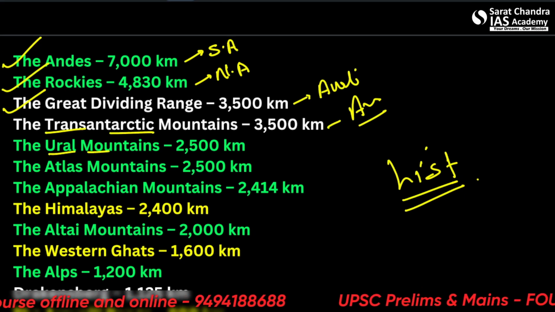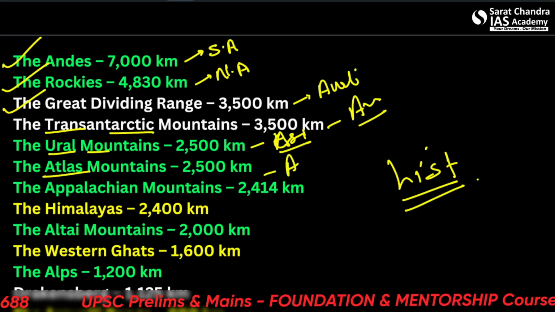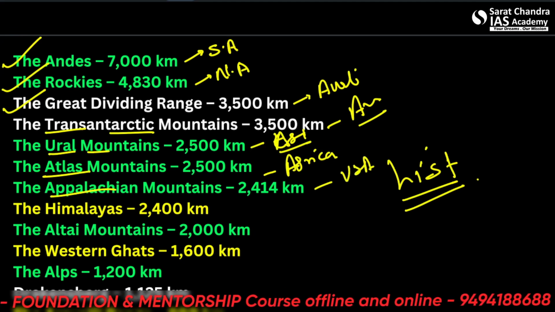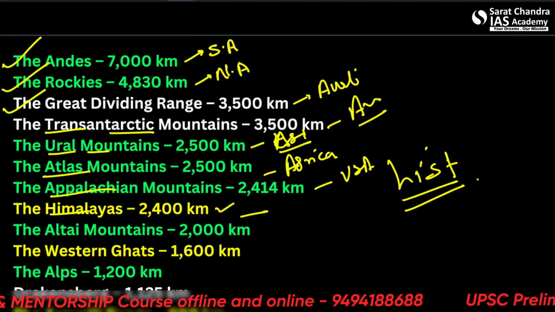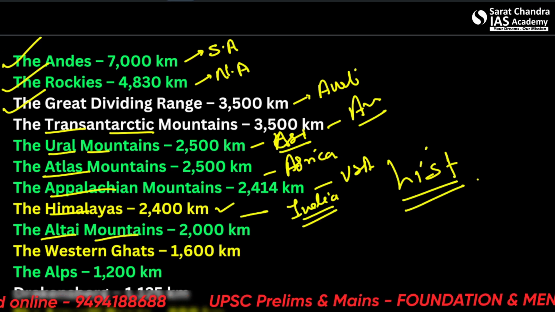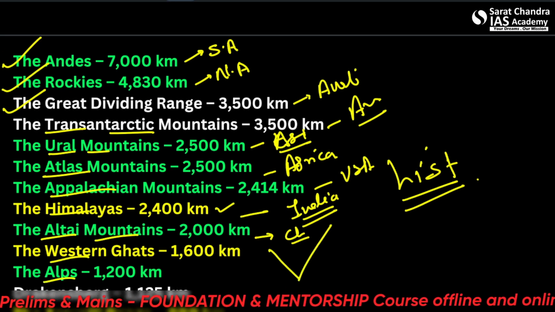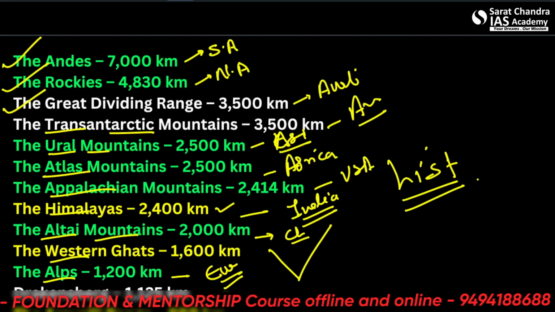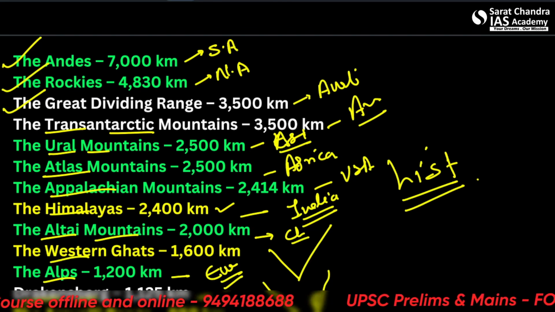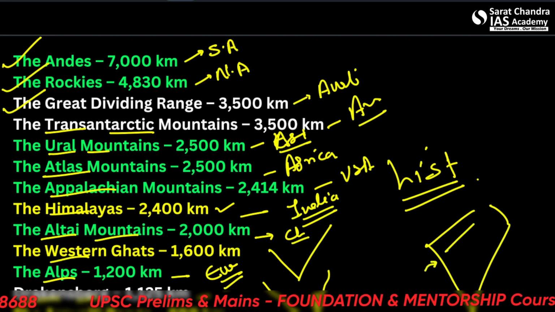The Ural Mountains are between Europe and Russia. The Atlas Mountains are in Africa. The Appalachian Mountain Range is again in the USA. The Himalayas, our loveliest mountains, are in India, Nepal as well as some further countries. The Altai Mountains are near China, Mongolia and so on. The Western Ghats are in India towards the western side. The Alps are in Europe between France and Germany. The Drakensberg are in southern Africa. The Aravalli ranges are in India, in the Rajasthan part, originating from here and going till the Delhi Raisina Hills.